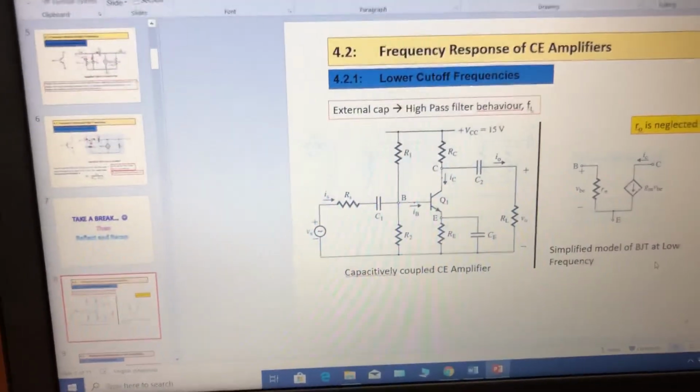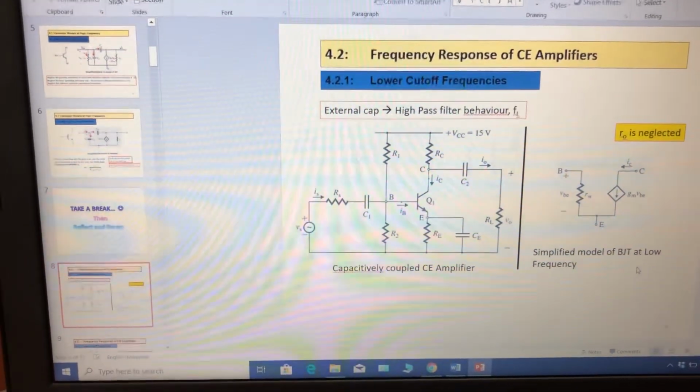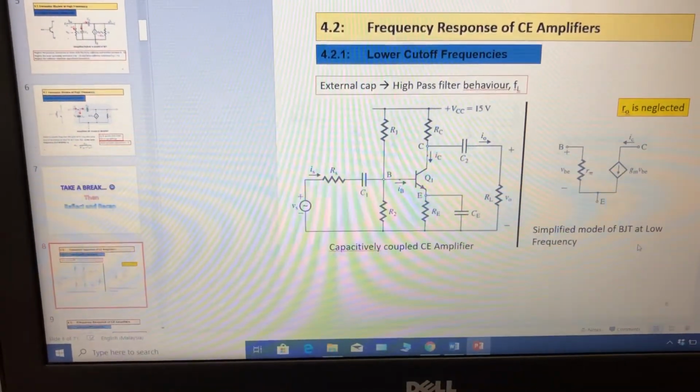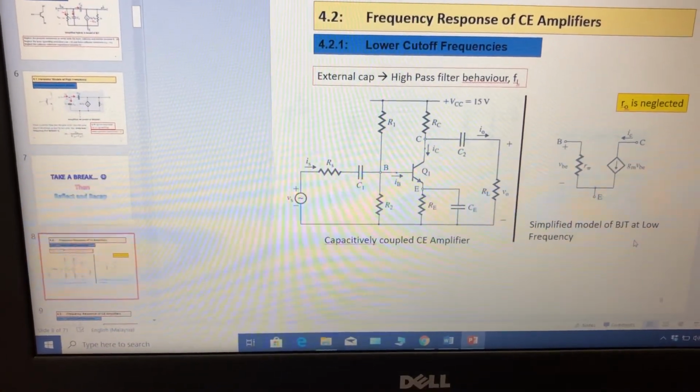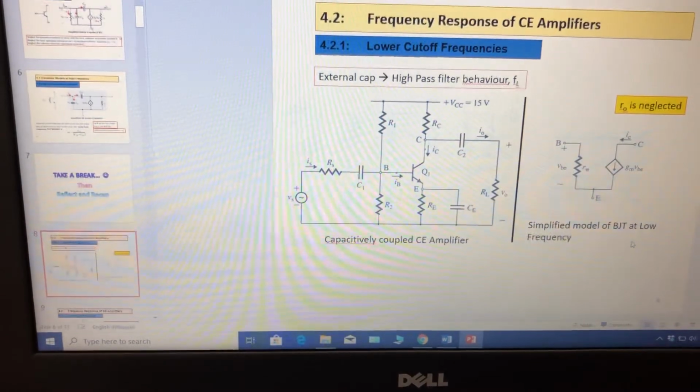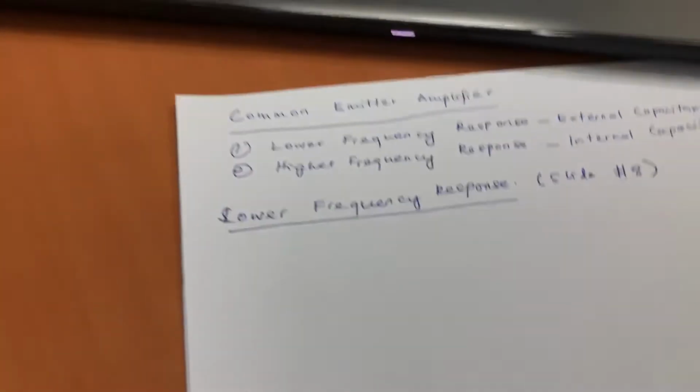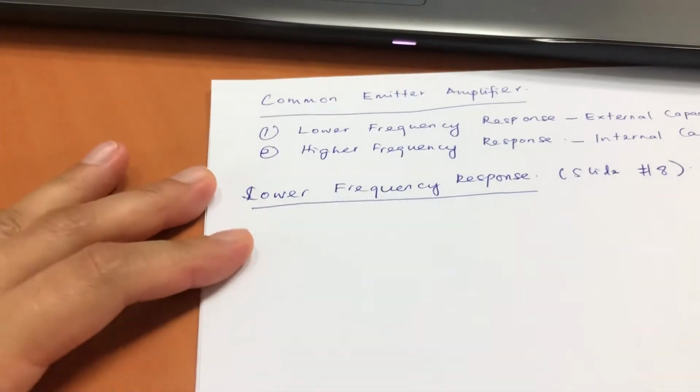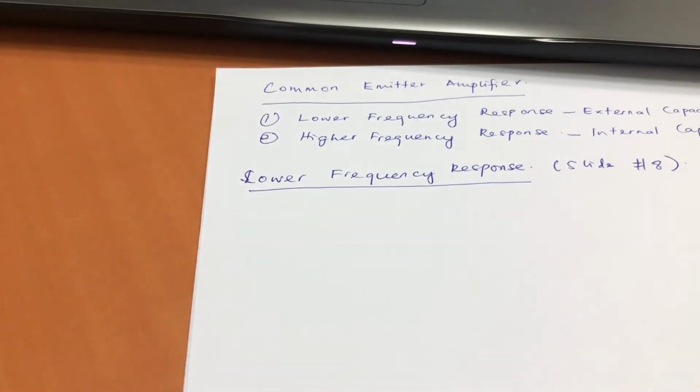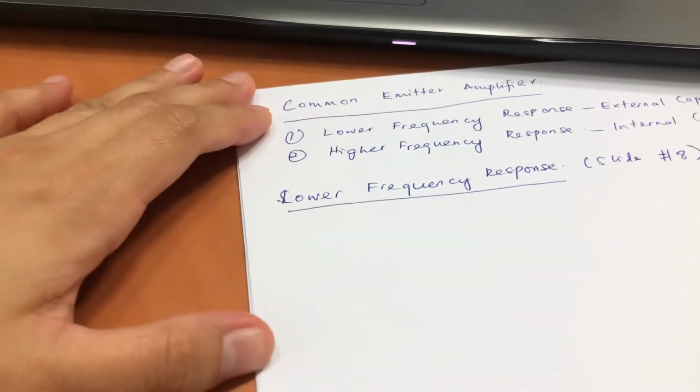So I've told you in class already, there are two ways to find this low cutoff frequency and high cutoff frequency, but we will look into this methodology where we will find the cutoff frequency due to each capacitance at one time.